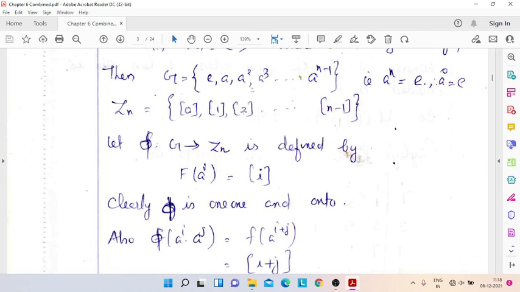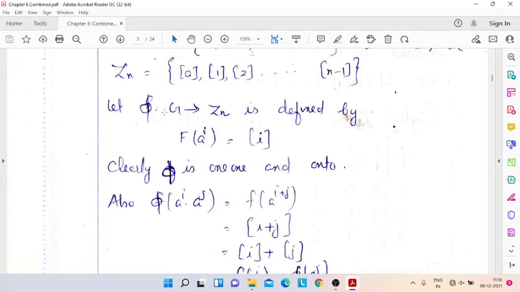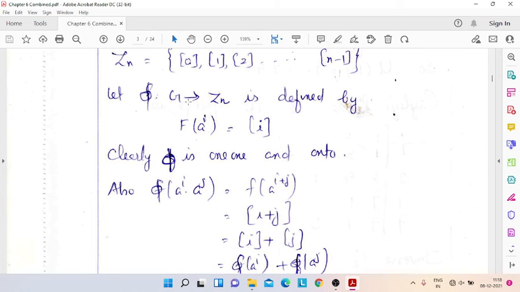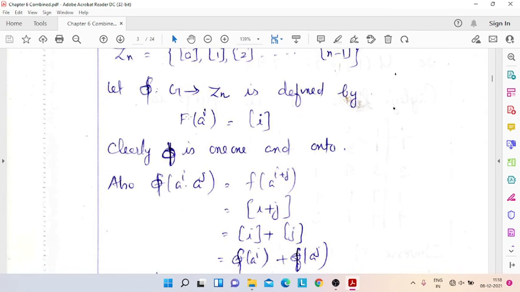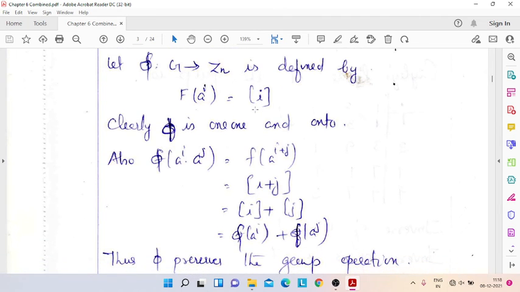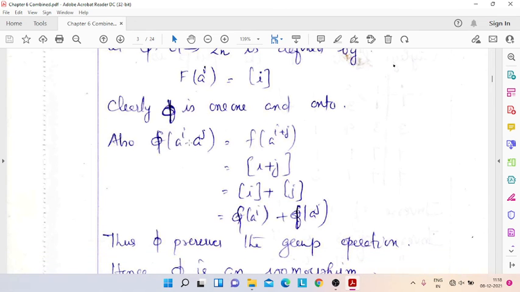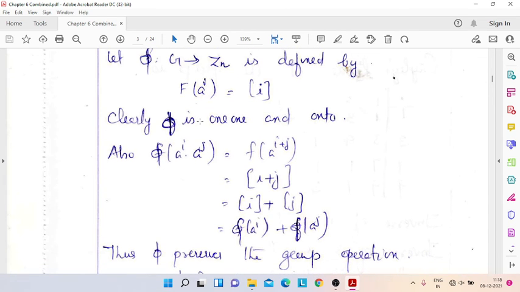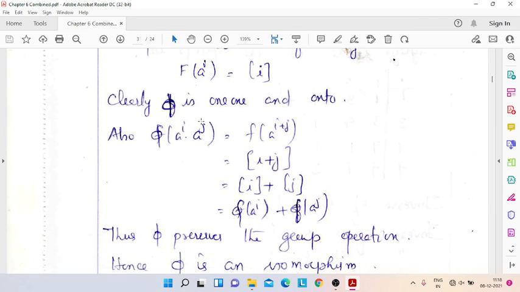So that also contains n elements, and we define a function phi from G to Zn by phi of a raised to i equal to class i. Actually, correct this, it is phi, not f. Then clearly phi is one to one and onto, because you can verify that it is one to one and onto. It's very easy.